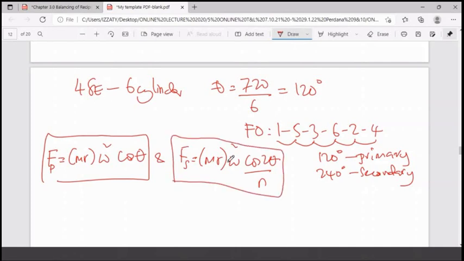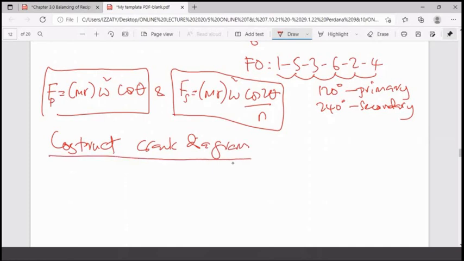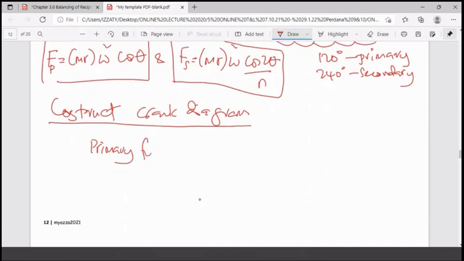Okay, then you construct the polygon. Sorry, before you construct the polygon, you construct the crank diagram. Primary crank diagram, primary force. And you know this one is theta equal to what just now? It's 120. Okay, then we start here.